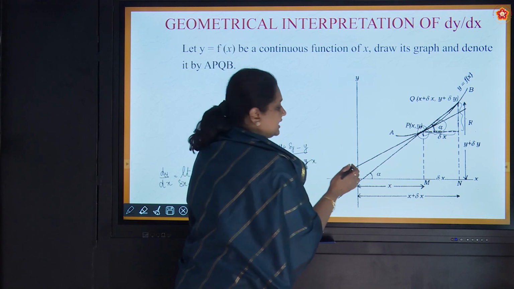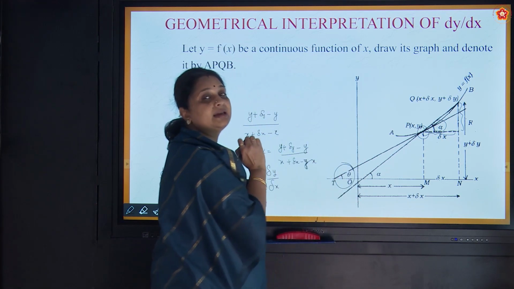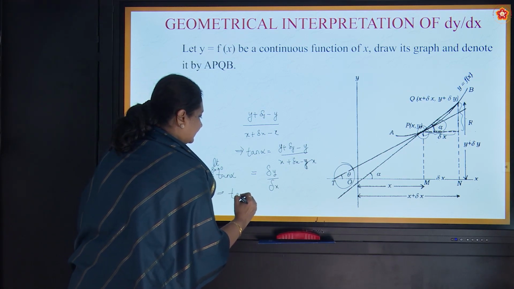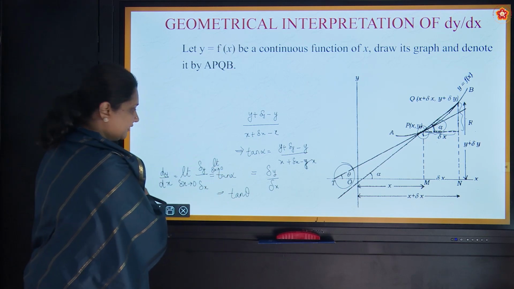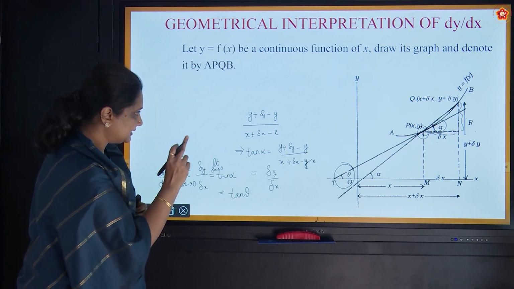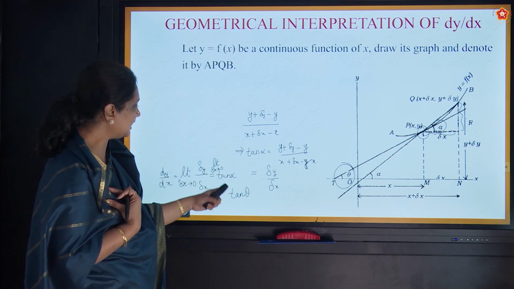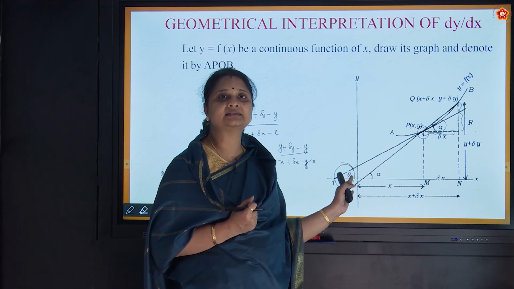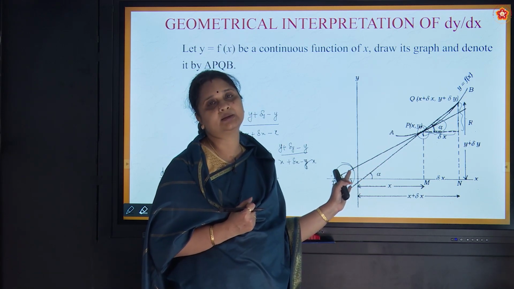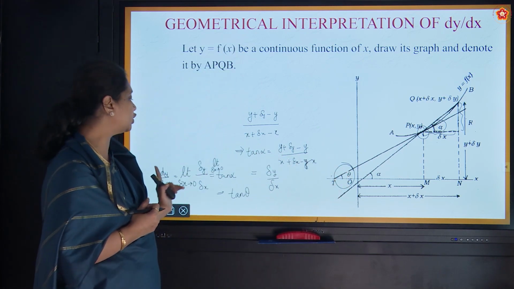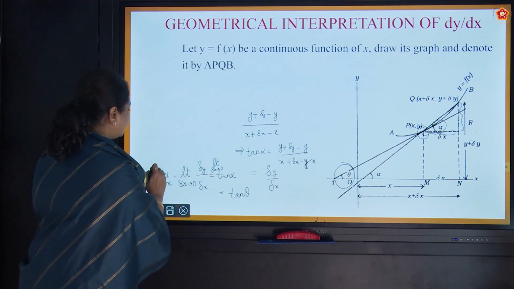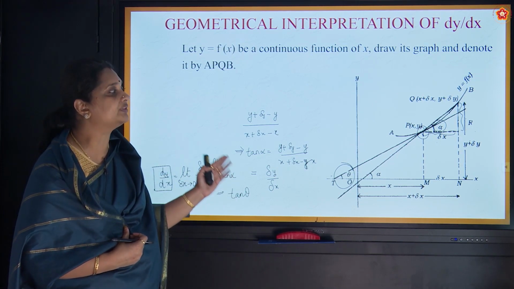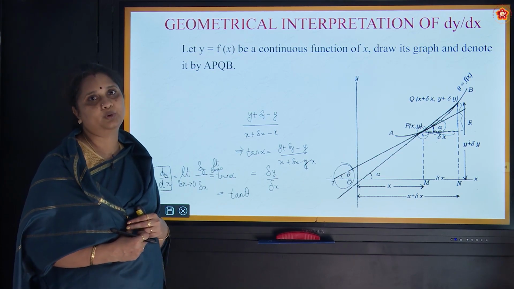So this moves and it makes theta with the x-axis. So this can be converted into tan theta. So this is my dy by dx. So when my delta x tends to 0, my tan alpha becomes tan theta. That's nothing but the angle that the tangent makes with the x-axis. That's called the slope of the tangent at that particular point. So this is my geometrical interpretation of my derivative. So dy by dx represents the gradient of the tangent at that particular point.